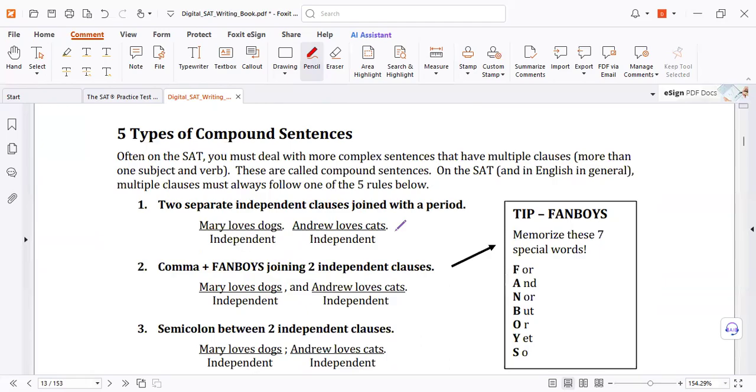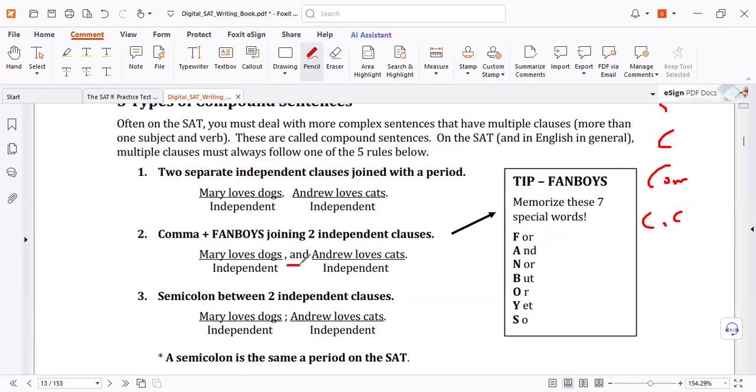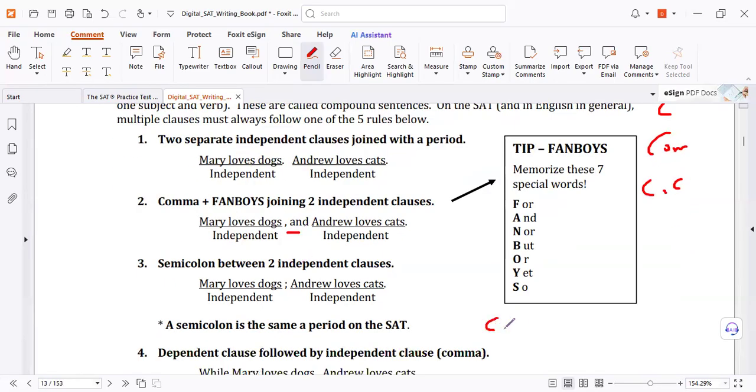Now let's know what a sentence means. A sentence has four kinds: simple, compound, complex, and compound-complex. When I tell you a sentence, you should expect we have four kinds of sentence. Right now, five types of compound sentences. So we're talking about the compound sentence, all of it one sentence. For example, FANBOYS. Memorize: complete sentence, comma, FANBOYS, complete sentence, full stop: correct.